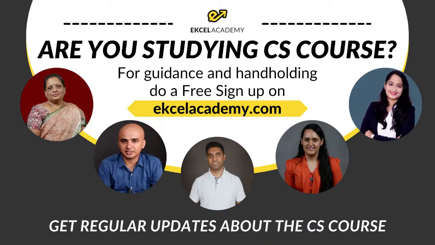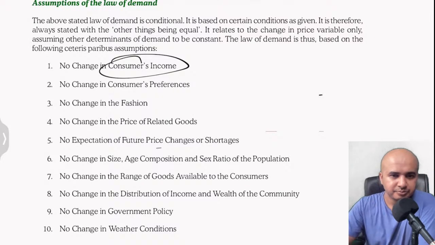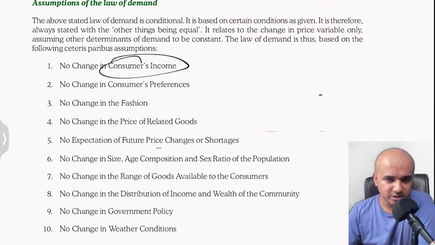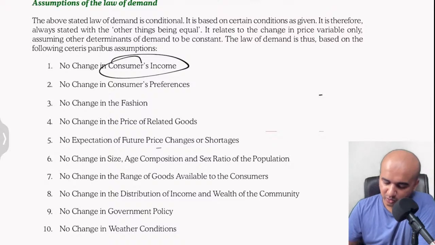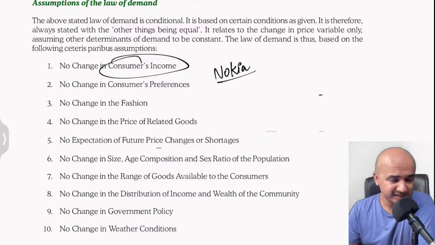Okay, welcome back. Let's move on to the next condition. No change in the range of goods available to the consumers. We already covered this example more or less. As I said, the same Nokia and Apple example can be considered here. Nokia was at one point of time on top of the mobile division sales. Now, with the sudden introduction of Apple, even though the company tried to reduce the prices, it could never pick up the demand. No change in the distribution of income and wealth of the community.